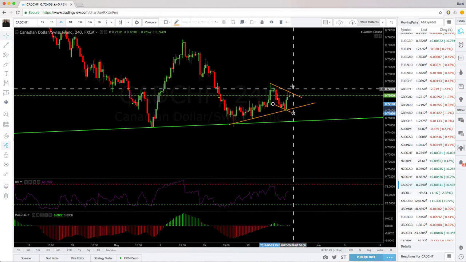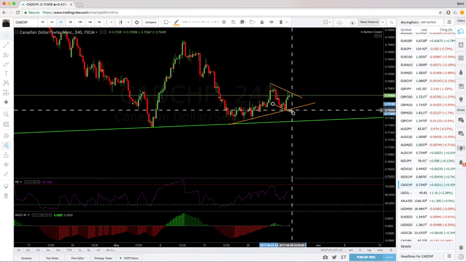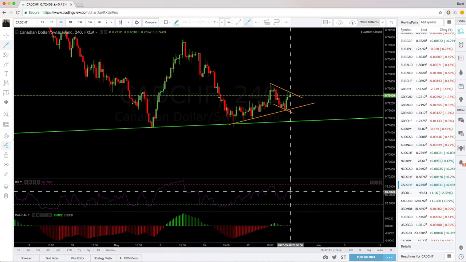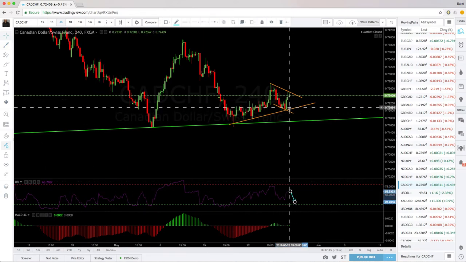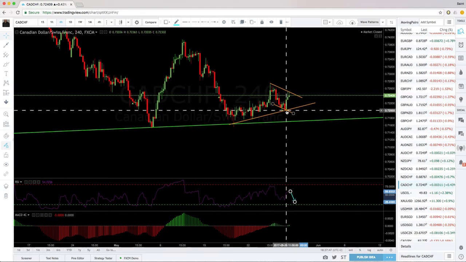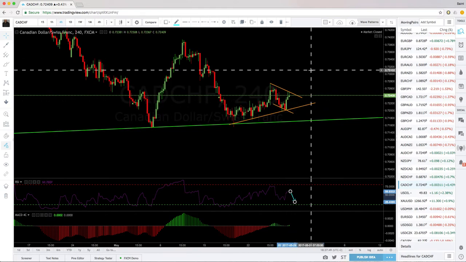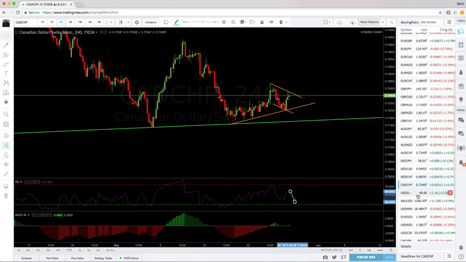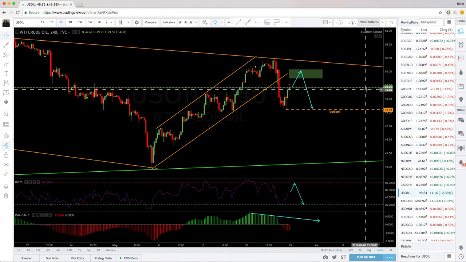So we'll have to see where price stops when it comes down on this leg, because right now it looks like it's going to come down. So if it stops around this area, then we'll have a flag and we'll look for more bullish movement. If not, we'll look short.